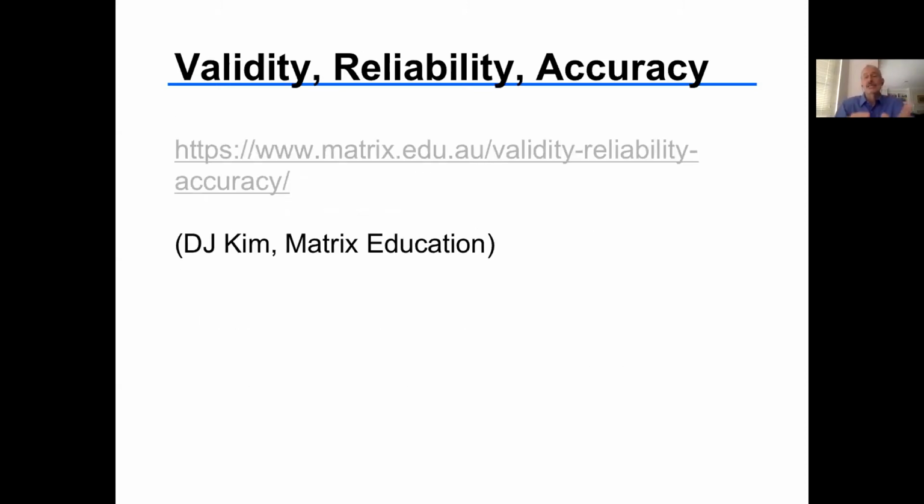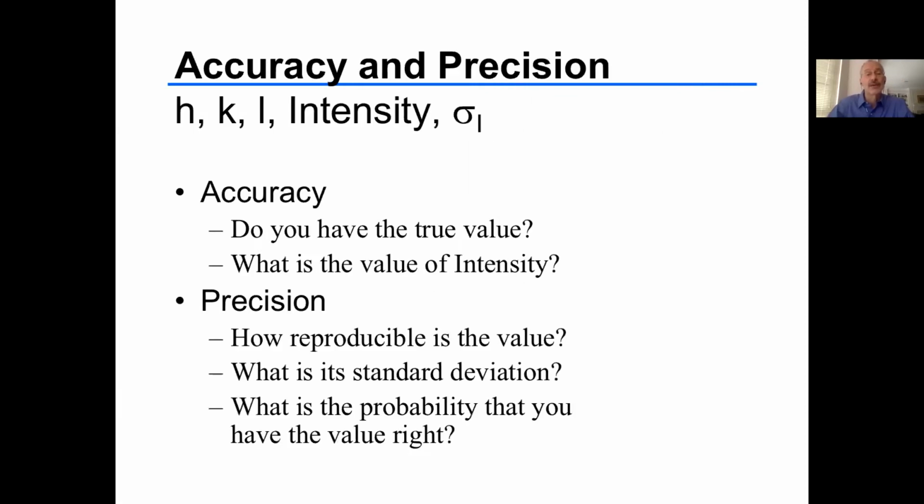I wanted to throw in a slide here giving a reference for physics experiments, about the validity of those experiments, the reliability and accuracy, because I didn't have time to go into great detail. This is something to read, because in your career, this is part of what we're doing with integration, and how you propagate errors and look at things is important, and how you report them. So two things, accuracy and precision on our data here. Accuracy is whether you have the true value, and what is the value of the intensity? For example, I can measure my height.